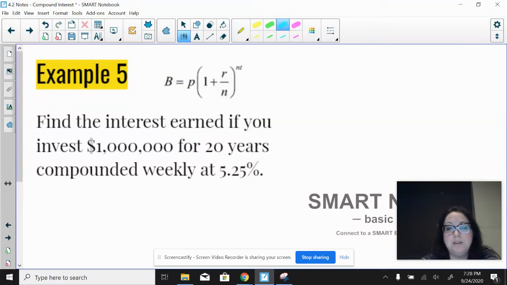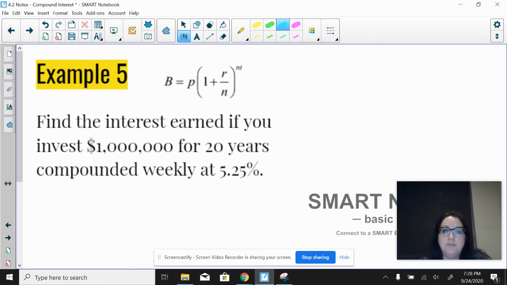Okay, so this one is going to be a little bit different. It's still going to be using the same formula, but this time, instead of finding that ending account balance, which is our B value, so where we just plug into the formula, we are going to find just the interest earned over the course of whatever years this is.